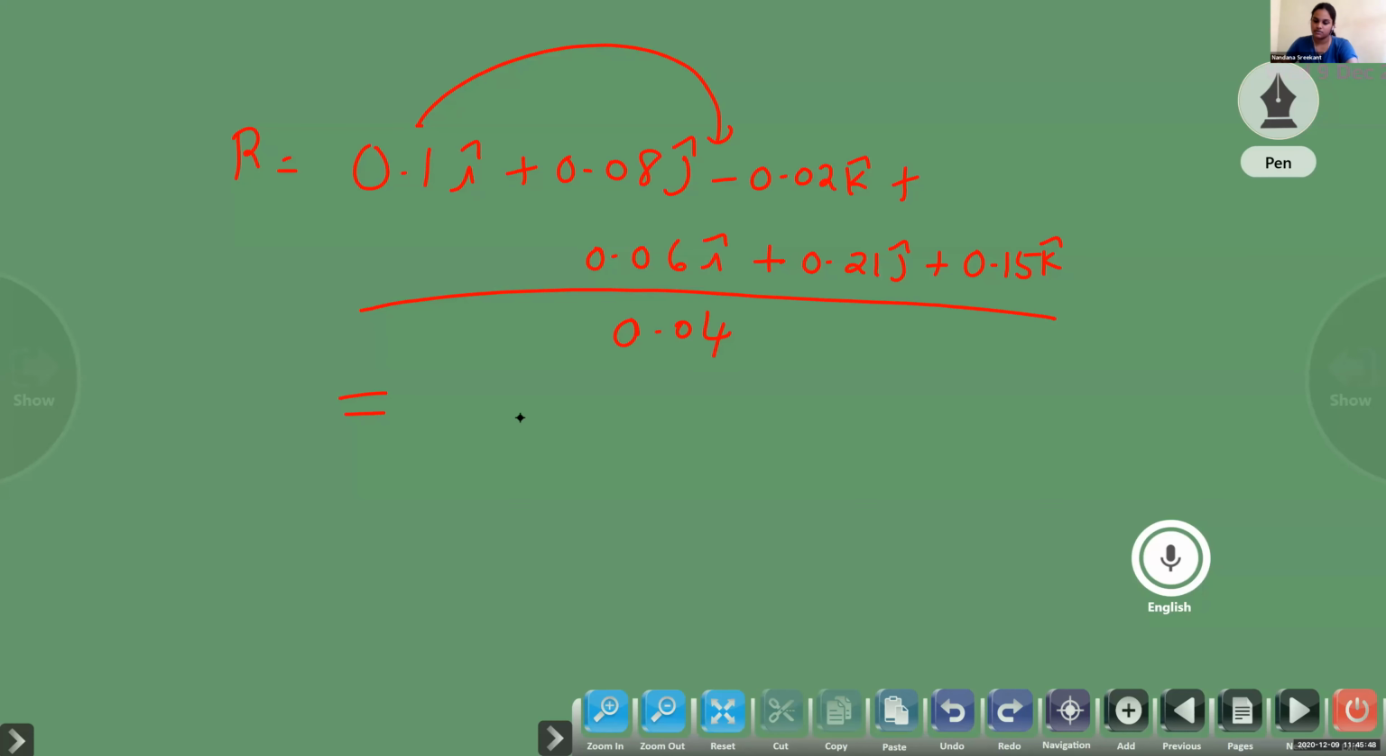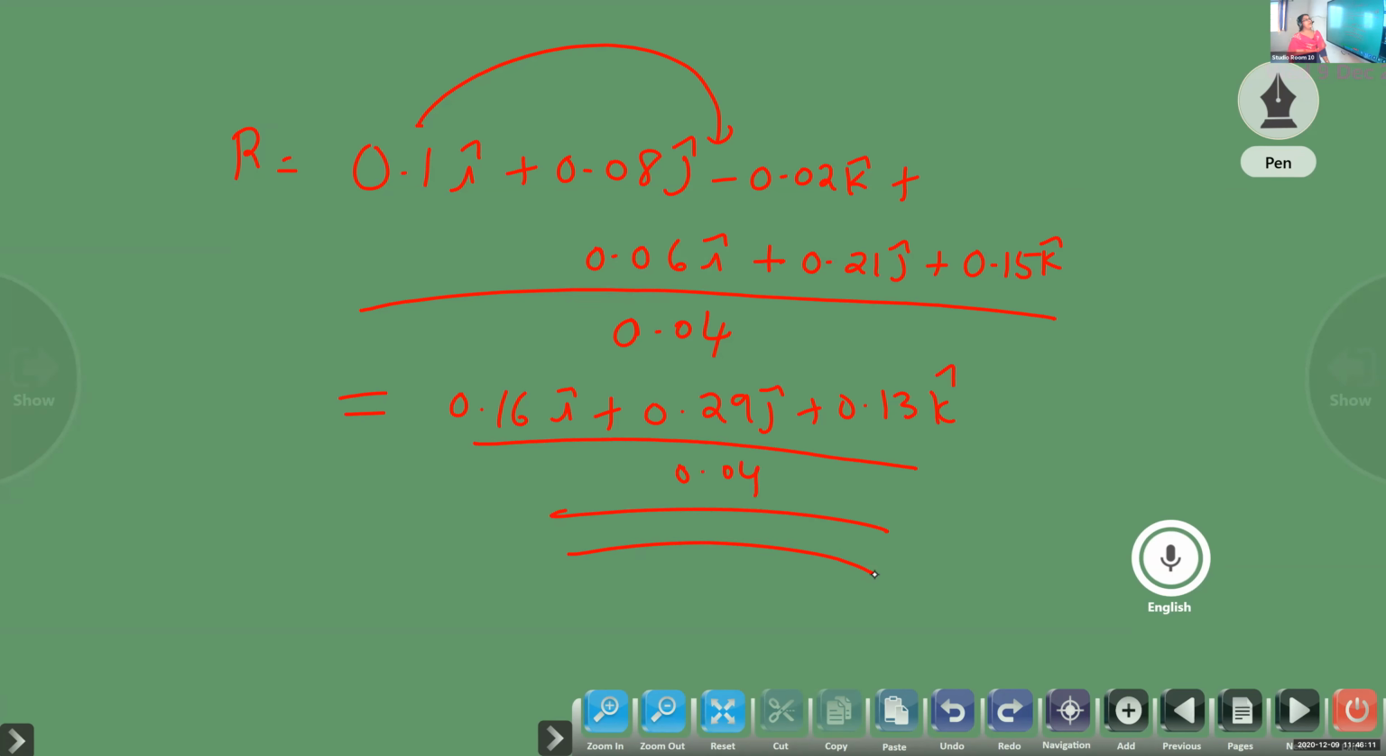0.16 I cap. Okay, correct. Plus 0.29 J cap. Yes, correct. Plus 0.13 K cap. Correct. Because this is minus plus 0.15, divided by 0.04. That's enough. You don't have to do anything. You can just write the answer like this in terms of position vectors.